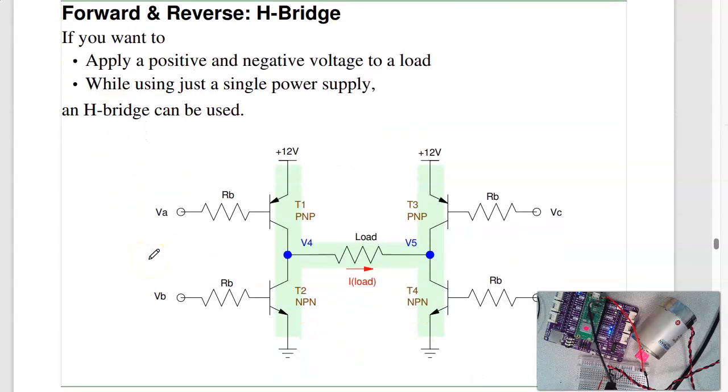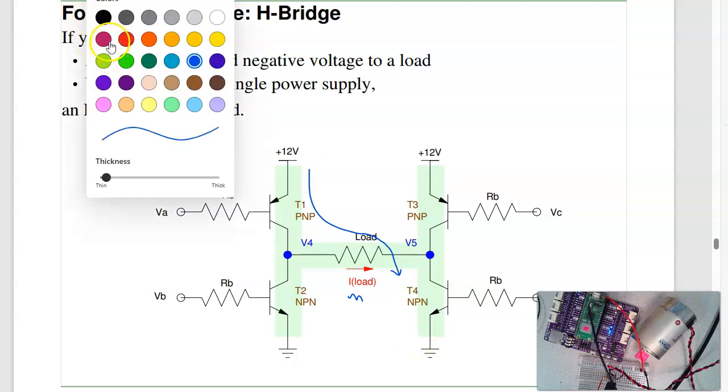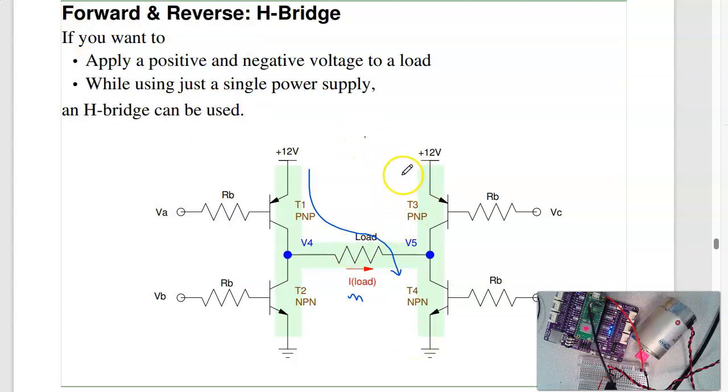For forward and reverse directions, use an H-bridge. What an H-bridge does is, if this is your motor, say right here, your load, if I turn on T1 and T4, current flows left to right, that'd be forward. If I turn on transistors 3 and 2, current goes this way, that's reverse. So with a single 12-volt supply, or any supply, I can make the motor go forward and backwards just by turning on and off the different transistors. That's an H-bridge.